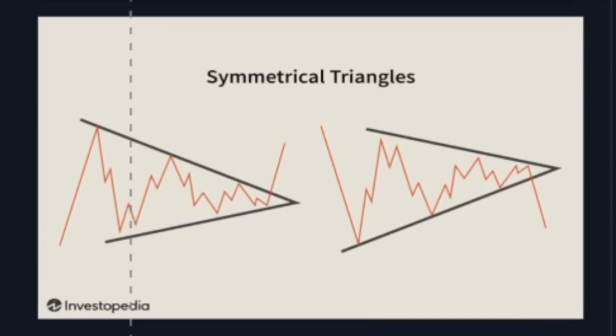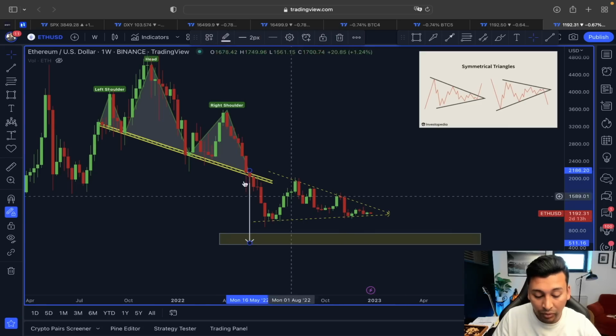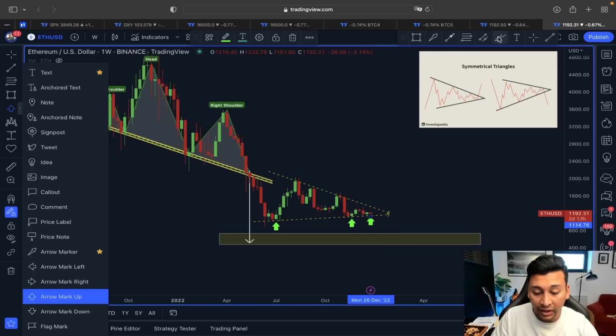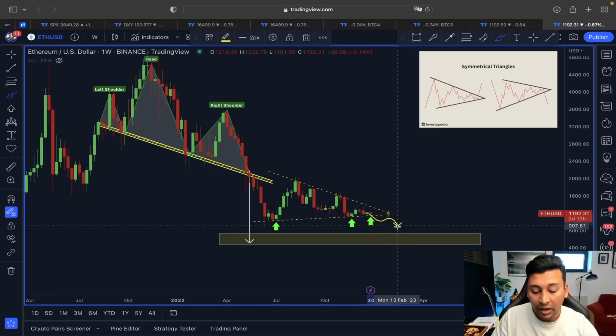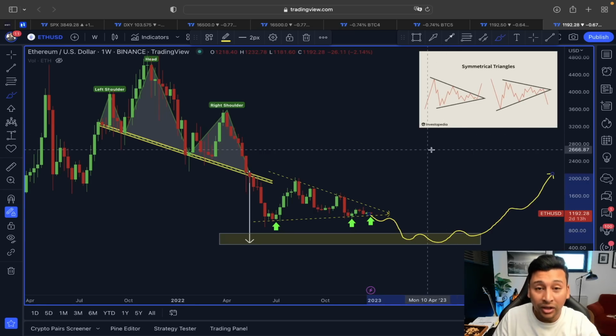So we have to be extremely careful, because if we do break the support, what we have here around 1100, if we break that support, then we have to be careful, because that could also be signaling another sell-off here for Ethereum, which could bring the price, the worst case target, around 400 to 500 before again finding bottom and also starting with the new markup phase.